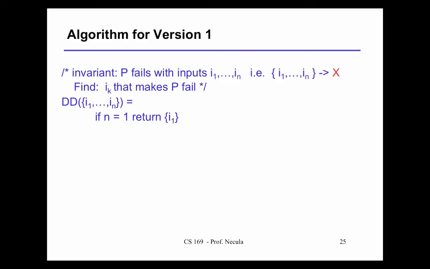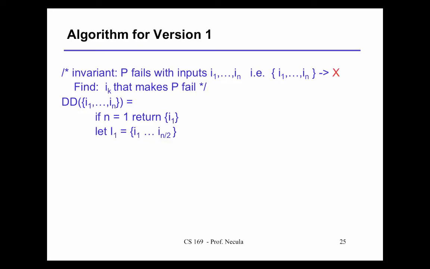So the first thing is that it's going to be a recursive algorithm. The base case is when the input set is of size 1, you're done. Because of the invariant, you know that this set, which is of size 1, fails. You need to find the set of size 1. You're done, and it's guaranteed that I1 fails.